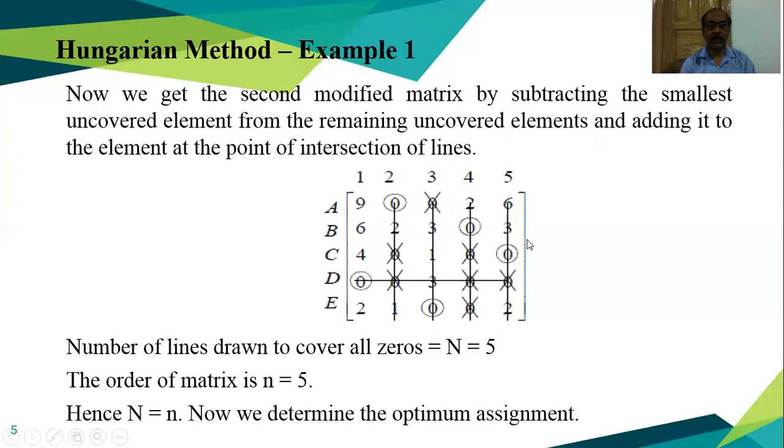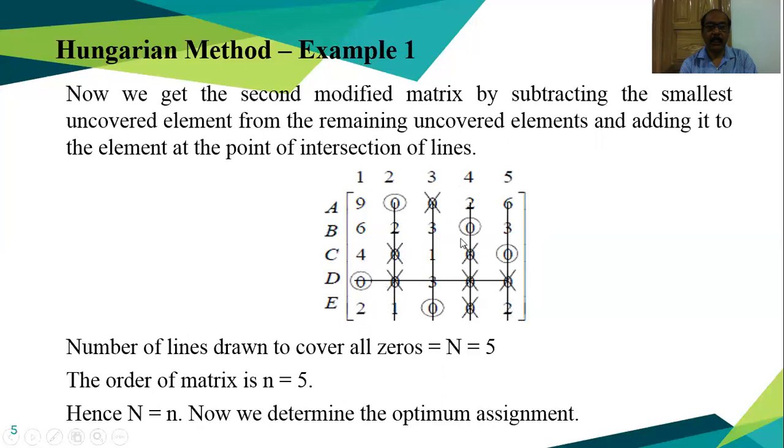Now in this table, this is our modified cost matrix, that I already discussed how we got. Here the number of lines, capital N, is equal to 5, which is equal to the order of the cost matrix. That is, capital N is equal to small n equal to 5. So this is our optimum table. When the number of lines is equal to the order of the cost matrix for an assignment problem, that table is our optimum table.